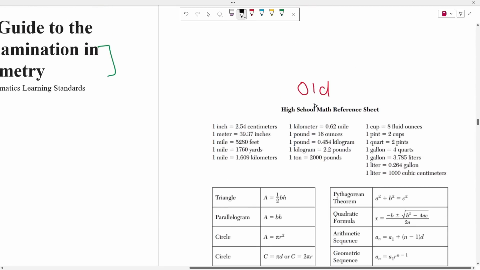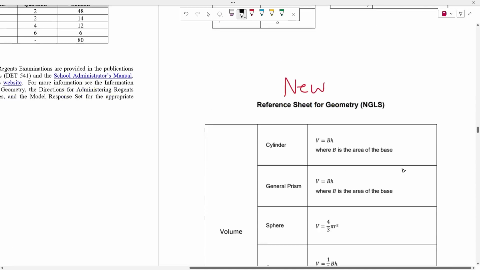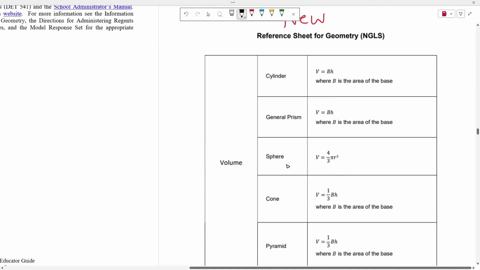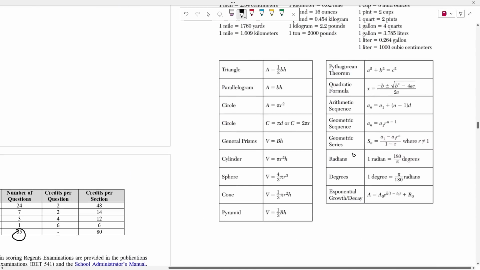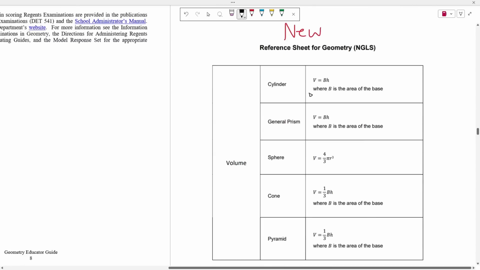This is the old Regents geometry reference table. We have a lot of conversions here, and then we have some algebra and radian conversions here. But the new reference table only has your volume formulas. So if you were relying on the reference table for the Pythagorean theorem, the quadratic formula, or converting radians to degrees and vice versa, well, guess what? You need to memorize those formulas now because the reference sheet has changed.